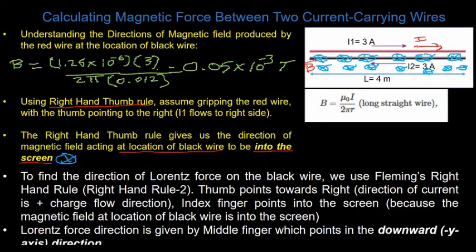Keep that in mind, and then we will use the right hand rule, or Fleming's right hand rule, to figure out the direction of the Lorentz force produced because of this field shown by the blue crosses. So the thumb points towards the right because the direction of current in the bottom wire, or the black wire, is right.